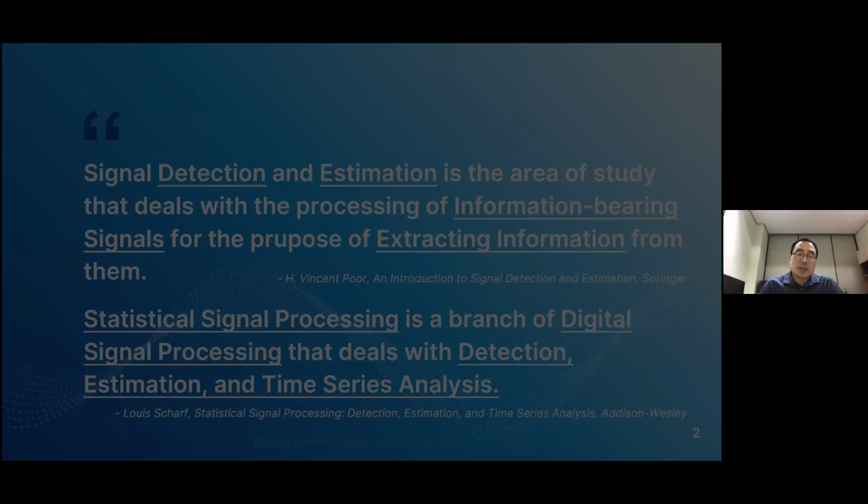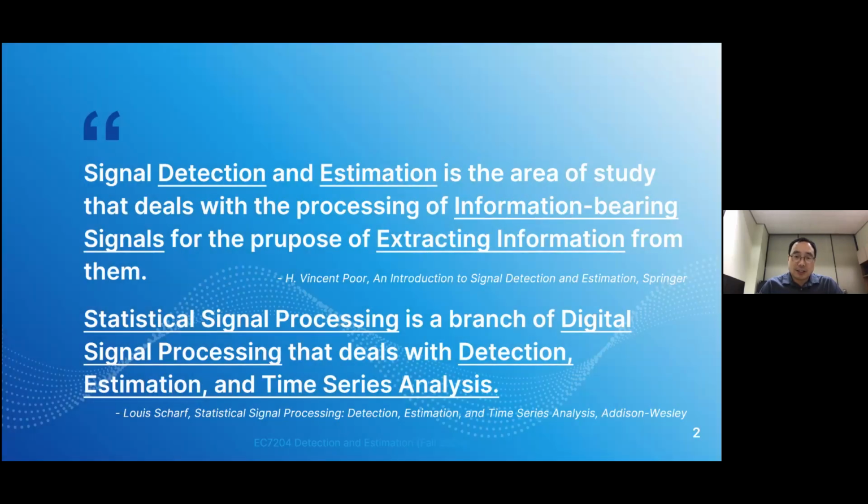This course is about signal detection and estimation, studying processing of information-bearing signals to extract information. This is also called statistical signal processing.